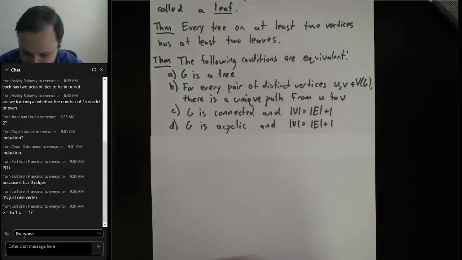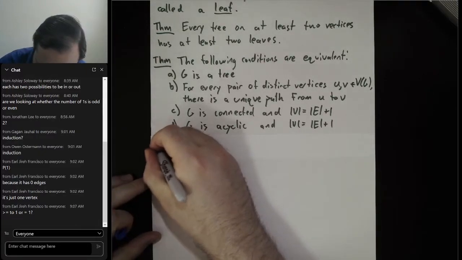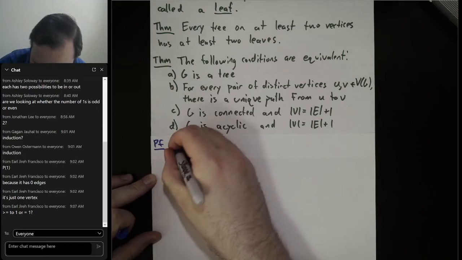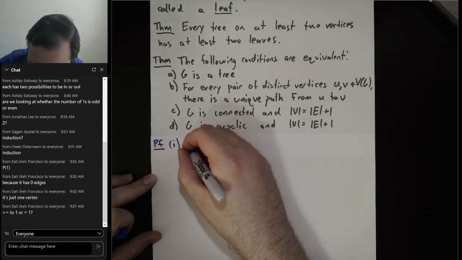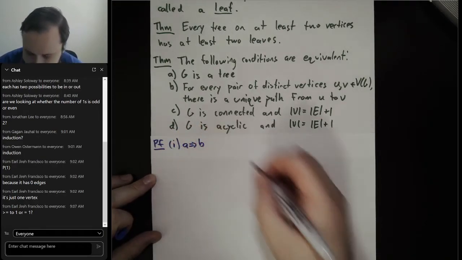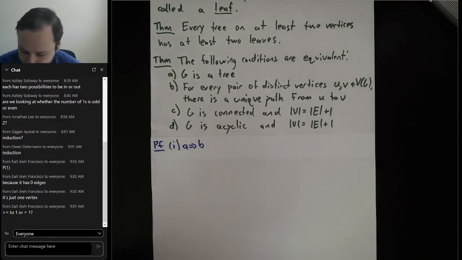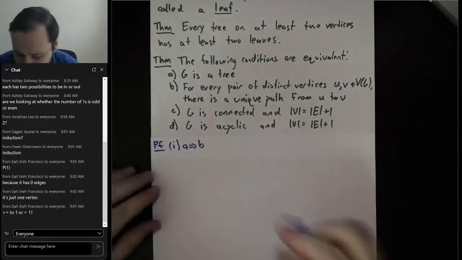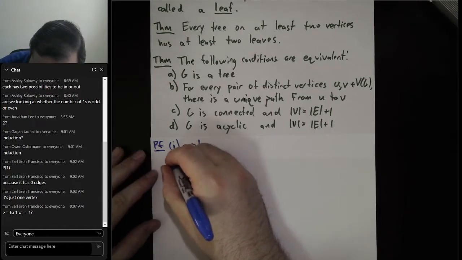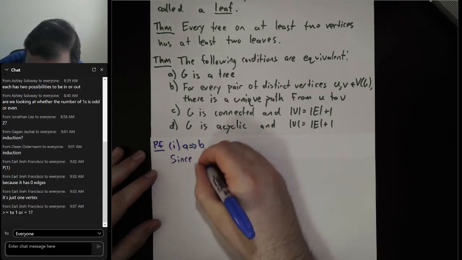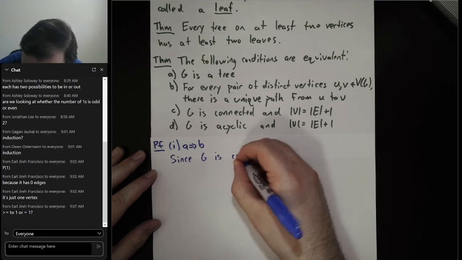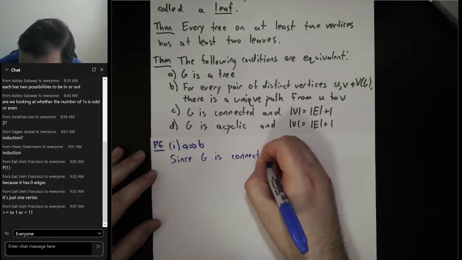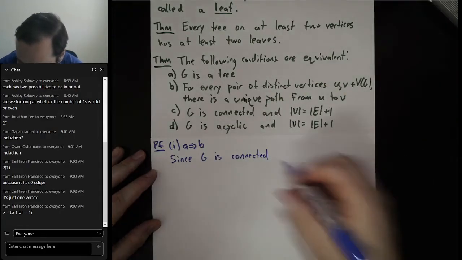So proof, part 1, A implies B. So G is a tree, which means it is connected and acyclic. So since G is connected, that means that this path must exist.